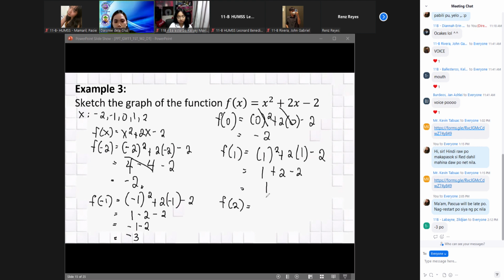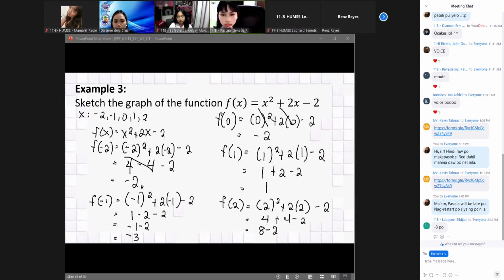So, f of 2 is equals to 2 squared plus 2 times 2 minus 2. Okay? So, now, 2 squared or 2 times 2, 4. And then, 2 times 2, 4, plus 4. And then, copy lang natin yung minus 2. And then, 4 plus 4, 8. 8 minus 2, 6. Okay? So, therefore, kung ang input natin is negative 2, negative 1, 0, 1, 2, ang output naman natin is negative 2, negative 3, negative 2, 1, and 6.